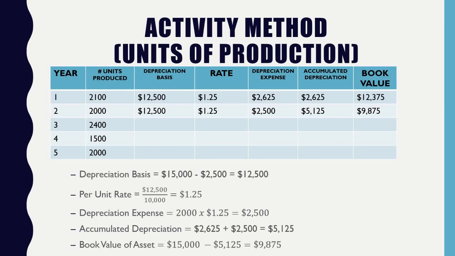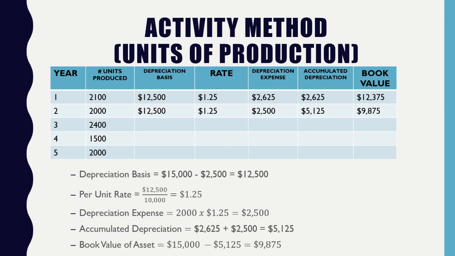2,500. Okay, and of course, you plug in my previous year's 2,625, plus my current year depreciation expense of 2,500, gives me a grand total of 5,125. Right? And then the last thing I have to do is solve for my book value, which is your $15,000 minus the 5,125. I should now be left with 9,875.